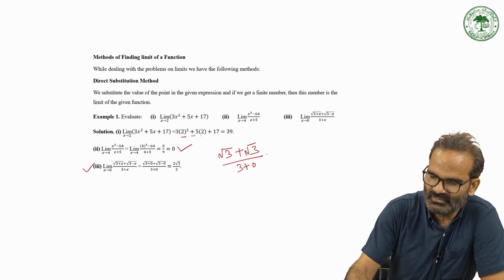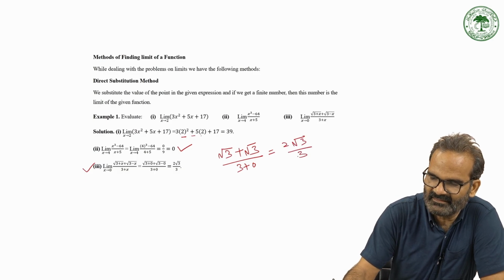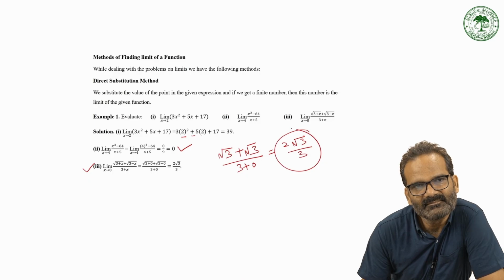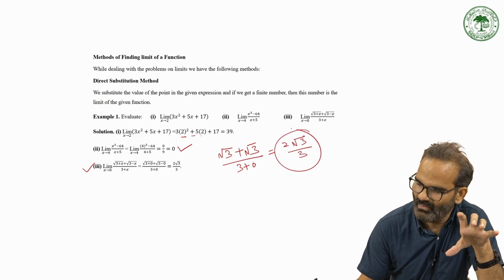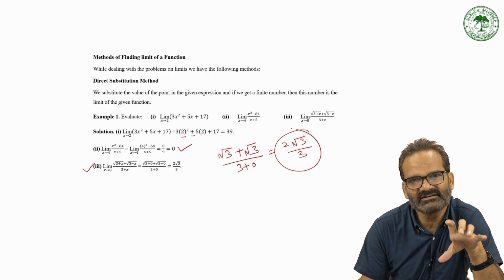And then root 3 plus root 3, you will get here 2 root 3 divided by 3. This is the required limit of the given function. So this is actually all about the method of direct substitution.